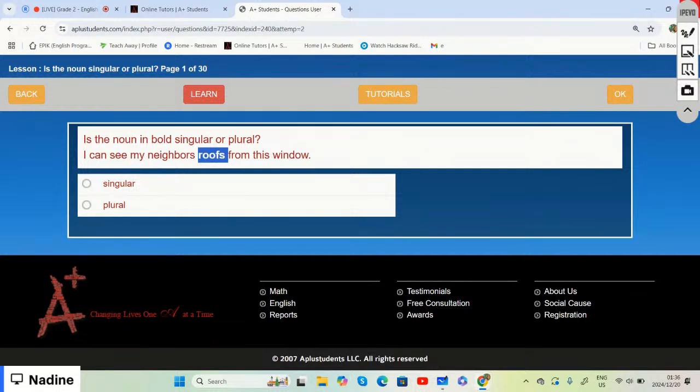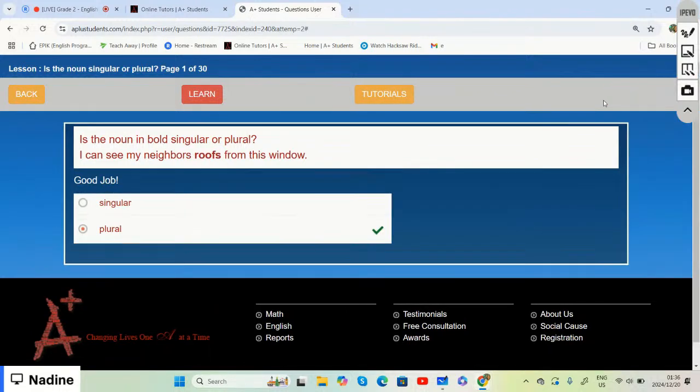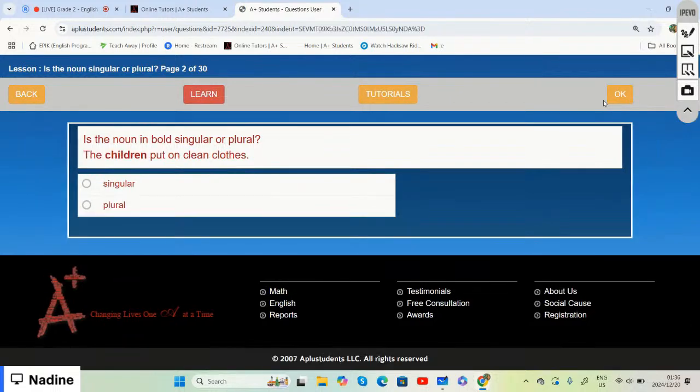And if we were to identify whether roofs is singular, meaning it refers to one roof, or plural, meaning it refers to more than one roof, then we can say it is plural. One roof, two or more roofs.